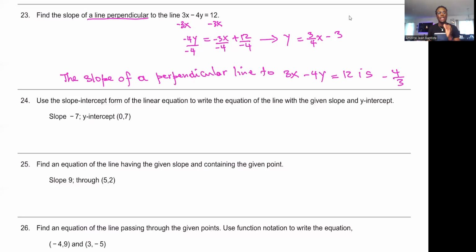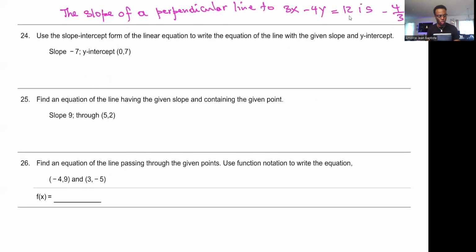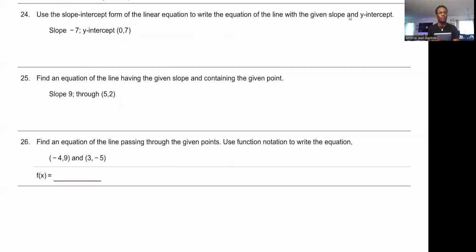Moving to number 24. The slope-intercept form of a line, which means the one that is y equals mx plus b, is the easiest form where you can easily see your slope and the y-intercept. The coefficient of x is your slope.